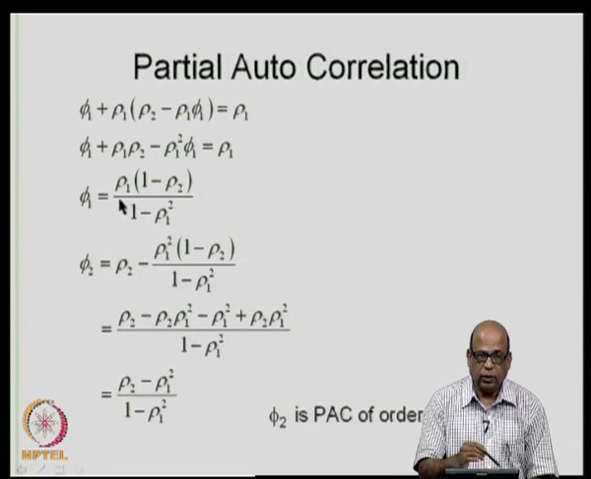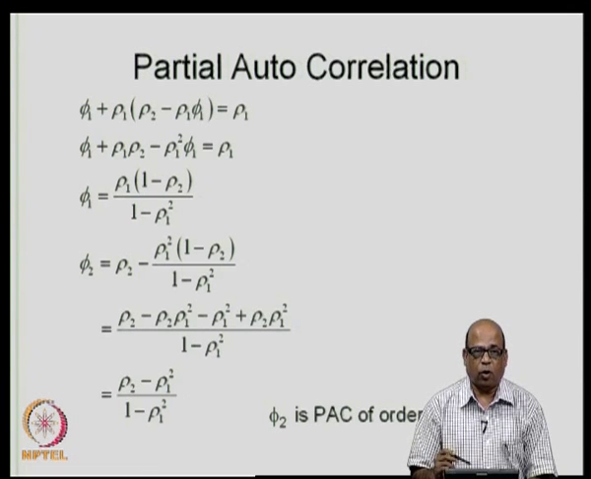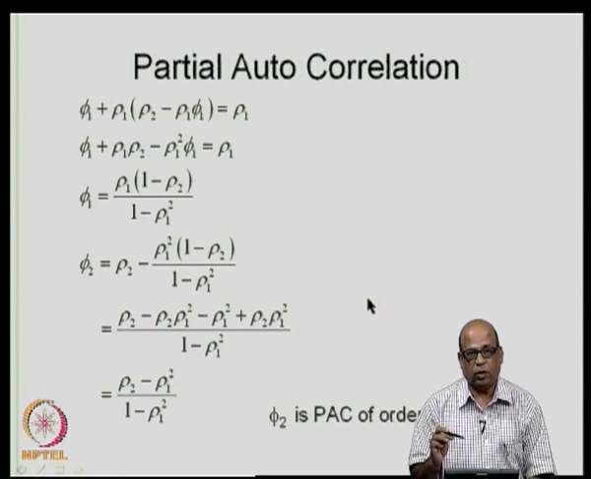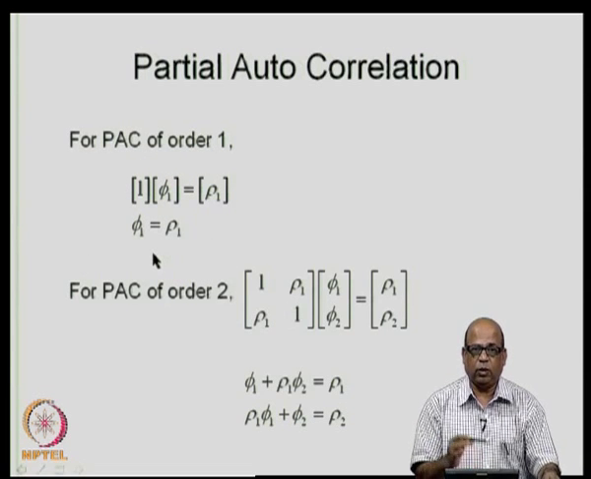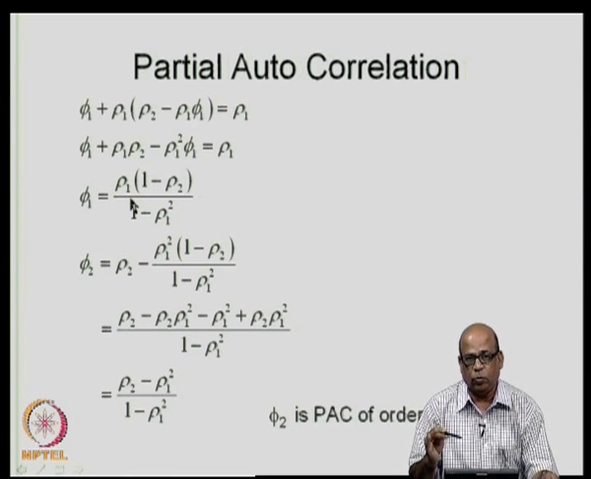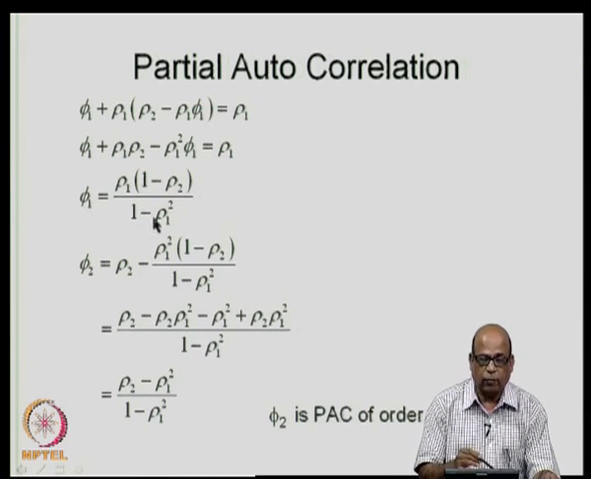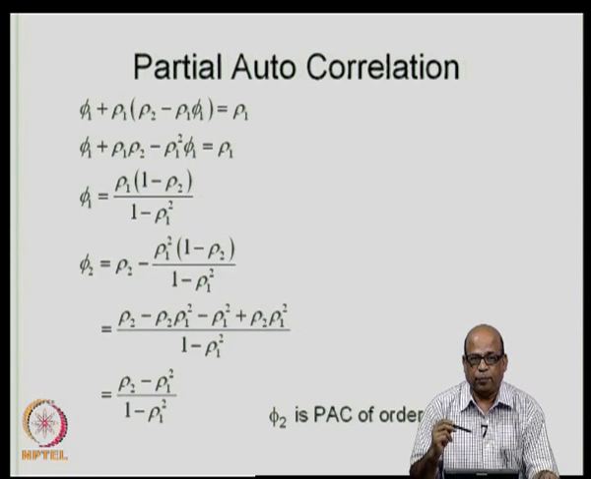Remember that the phi 1 that you get here is not the partial autocorrelation of order 1. If you want the partial autocorrelation of order 1, you have to solve the Yule-Walker equation of order 1, which we did earlier, and then said that phi 1 is equal to simply rho 1. So, the phi 1 that you get from the Yule-Walker equation of order 2 will be different from the phi 1 that you get from the Yule-Walker equation of order 1.